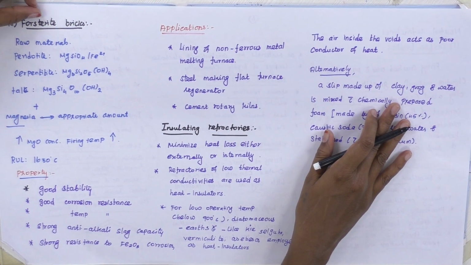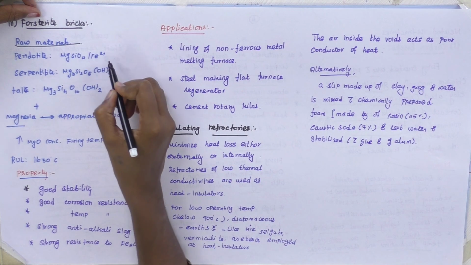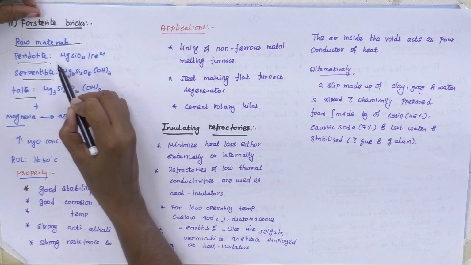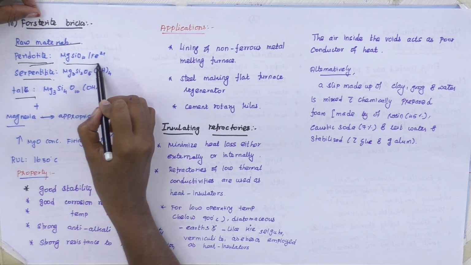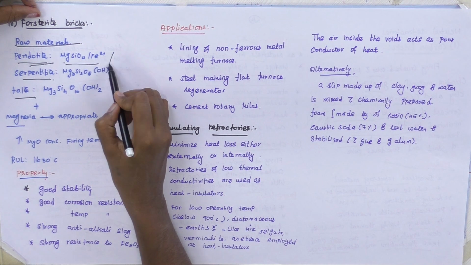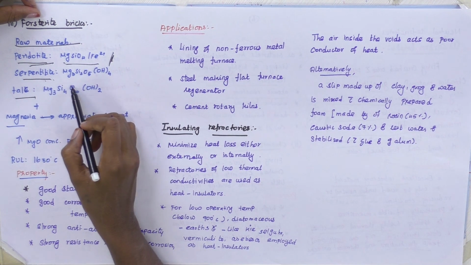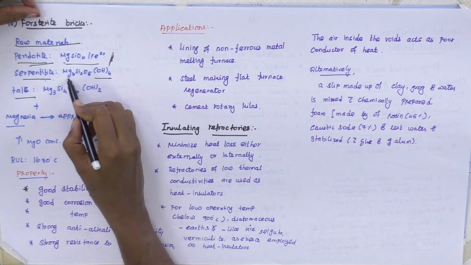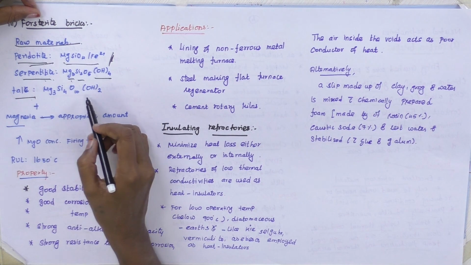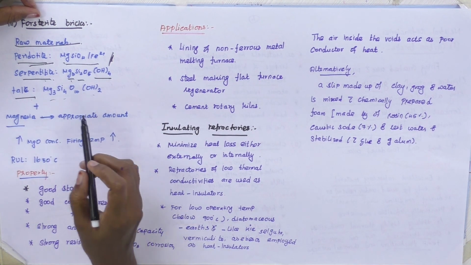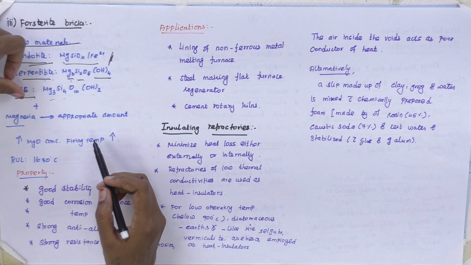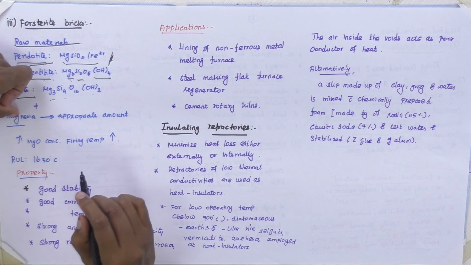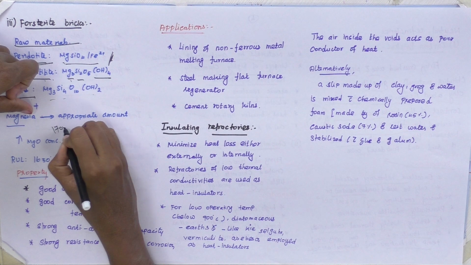Next one is forsterite bricks. Here the raw materials for forsterite brick are peridotite, serpentine and talc. Peridotite is magnesium silicate mixed with Fe2+ ion, serpentine has the formula Mg3Si2O5(OH)4, that means hydroxides of magnesium and silicates, and talc is a hydroxide of magnesium and silicate. The peridotite, serpentine and talc are mixed with magnesia in an appropriate amount, and then we have to fire it at about 1700 degrees Celsius.